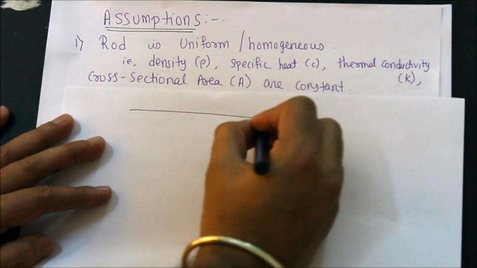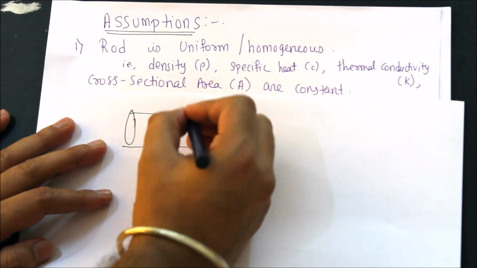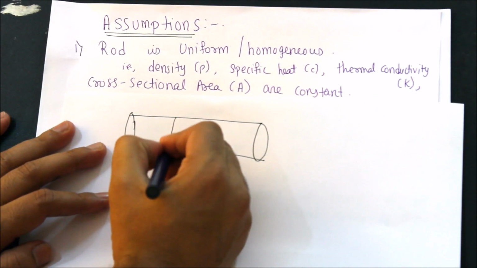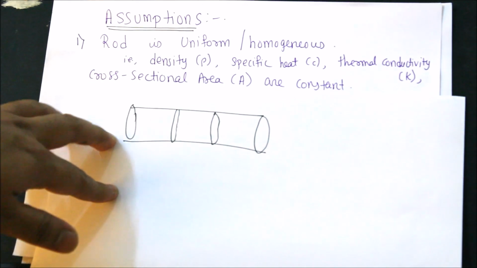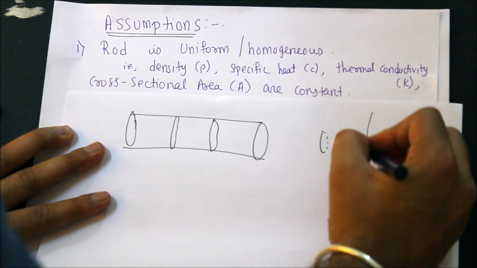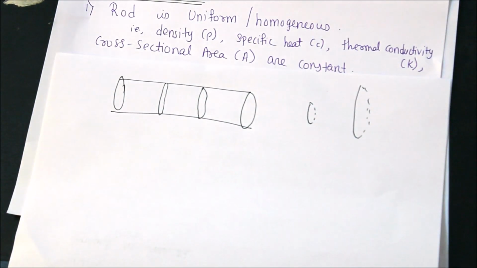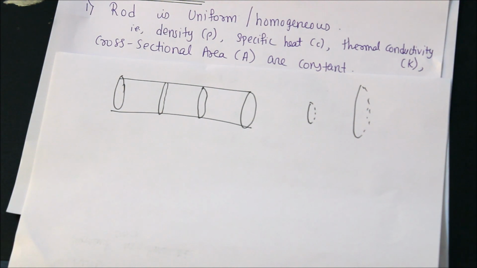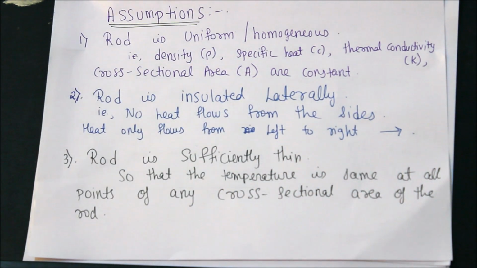Now saying the cross-section is constant means what? Suppose I have this rod over here, and it's a uniform rod. That means if I take a cross section over here, or over here, all the cross sections are the same. It's not like somewhere I am getting a small cross section and somewhere a bigger cross section. Such things are not happening. Everywhere I am getting the same cross section. So all these things are constant, which means my rod is uniform or homogeneous.